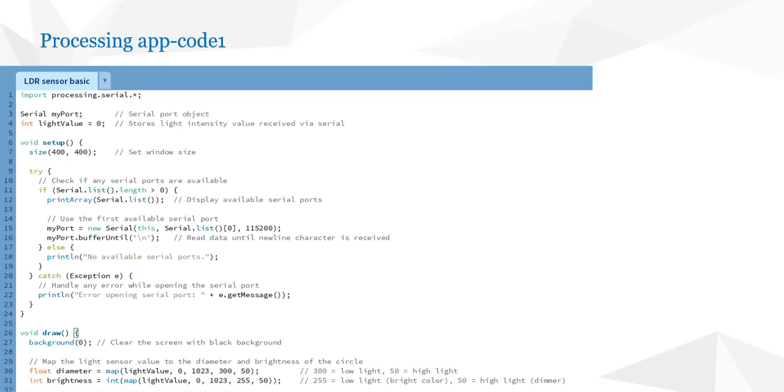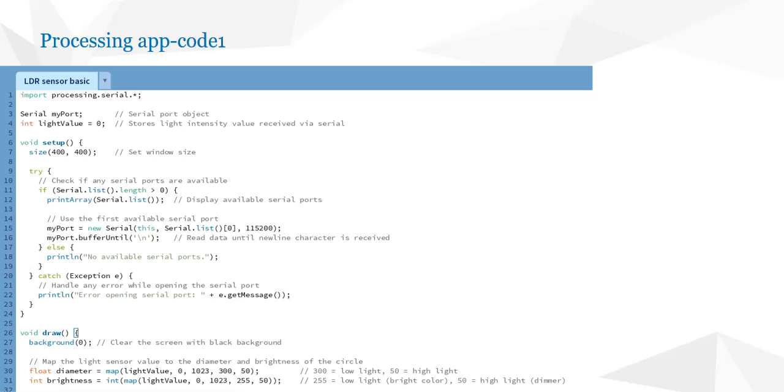Next I need to create my port object, and I will send three parameters. The first one is this object, and the second one is the available port. The third one is the baud rate.